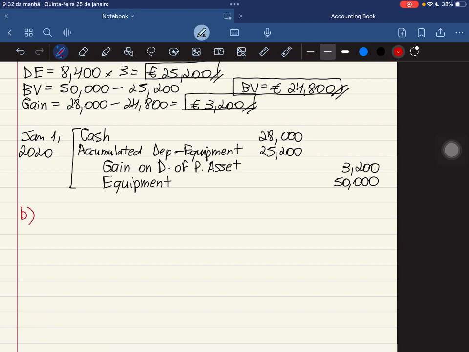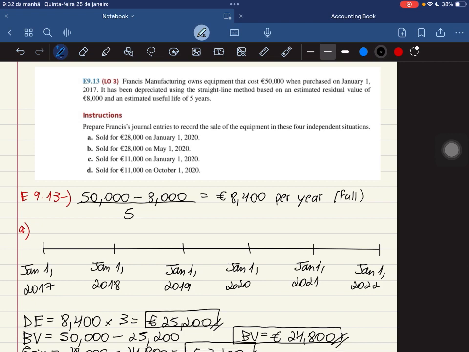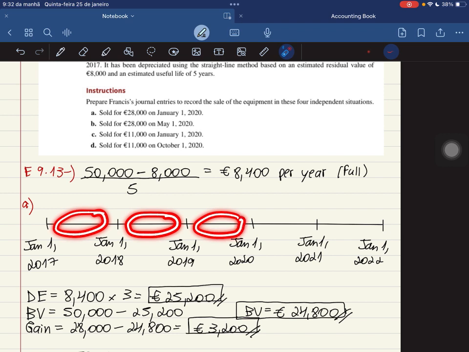Letter B. Let's see. What do we have? Sold for 28,000 on May 1st of 2020. Okay, so just like I said, two entries, right? One to update depreciation, the other one to record the selling. Here we are going to have 1, 2, 3 years, right? Plus somewhere here, because it's May 1st.